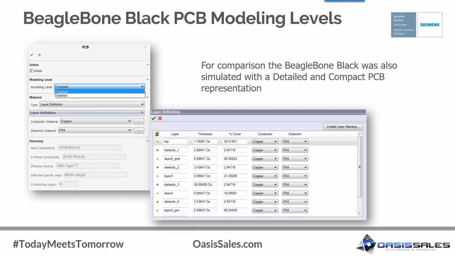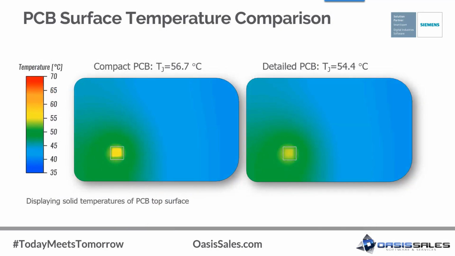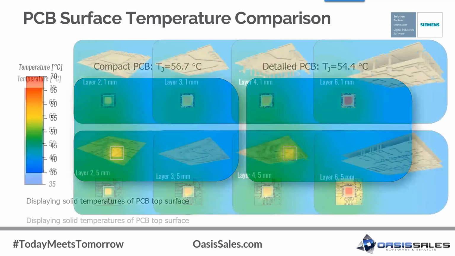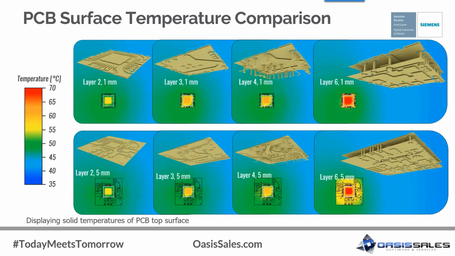Here we're looking at the PCB stack up and Flotherm XT's calculation for percent coverage. The compact representation predicted a junction temperature of 56.7 and the detailed a temperature of 54.4. In this example, the surface temperature plot shows the PCB temperature distribution is very similar. My legend is based on a maximum temperature of 70 degrees, and this is to be consistent with the plots on the next page. There's a lot of information to process on this slide, and I apologize.